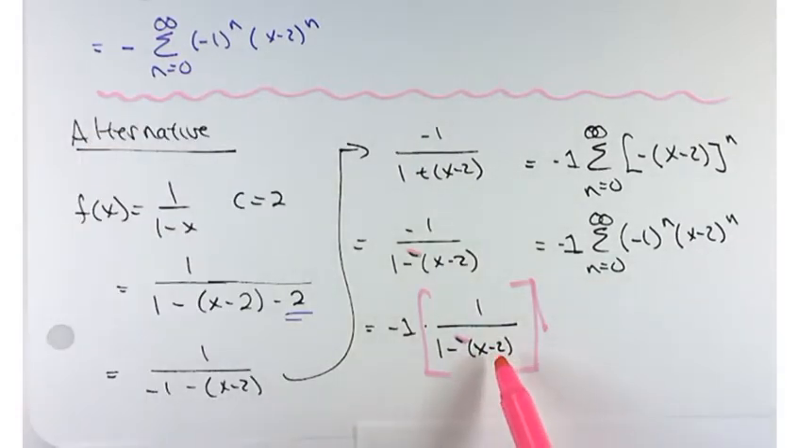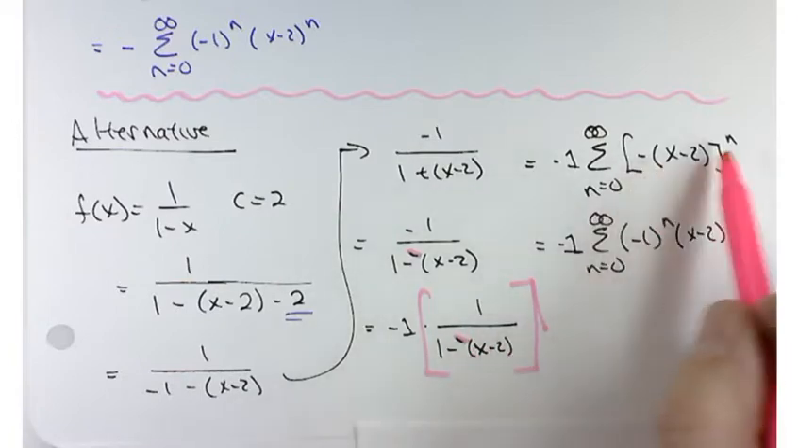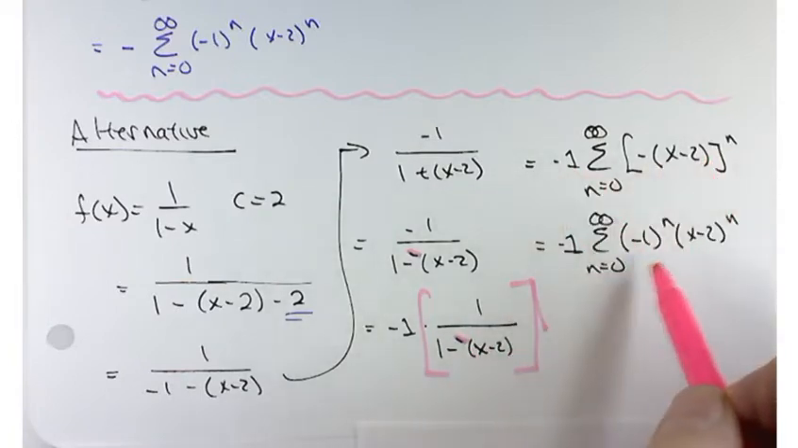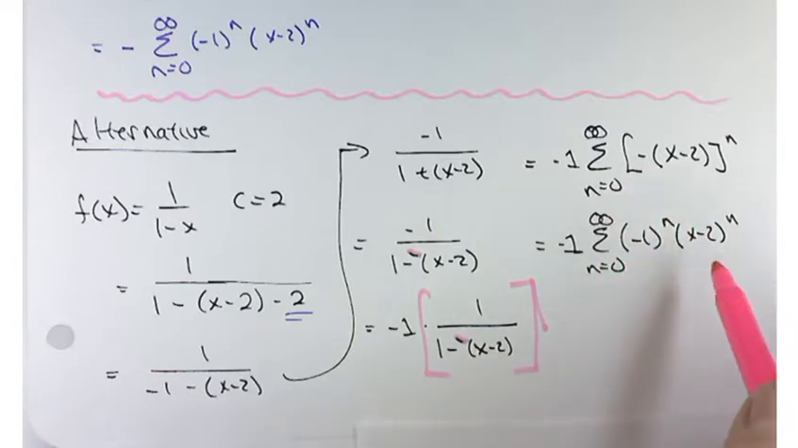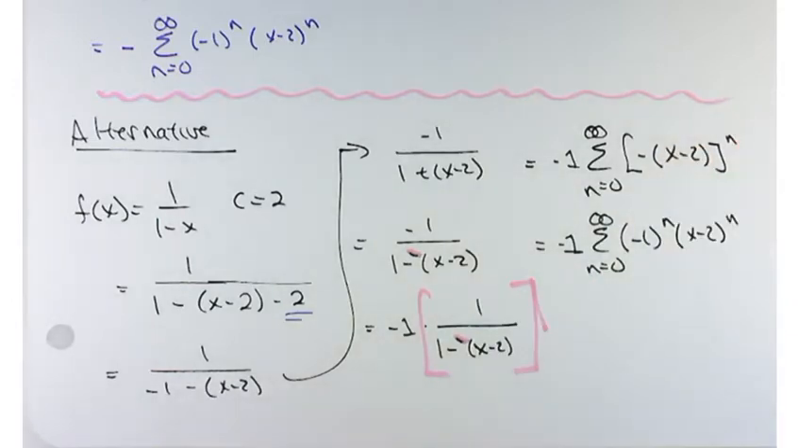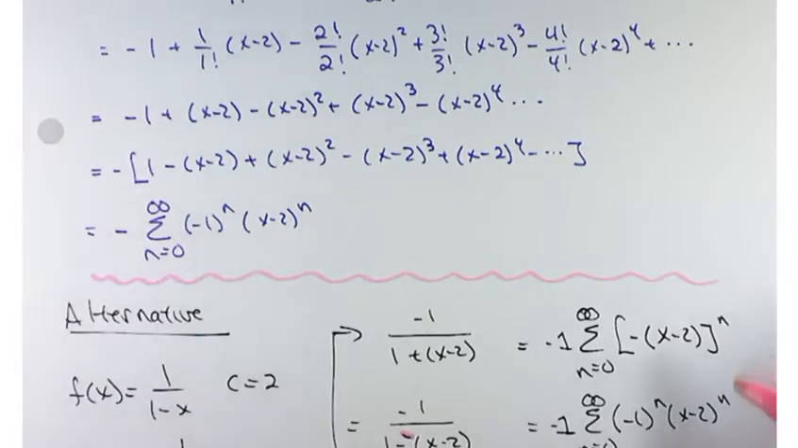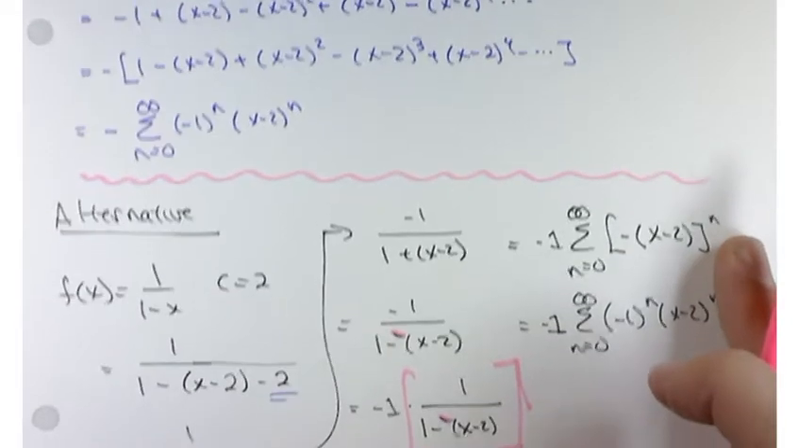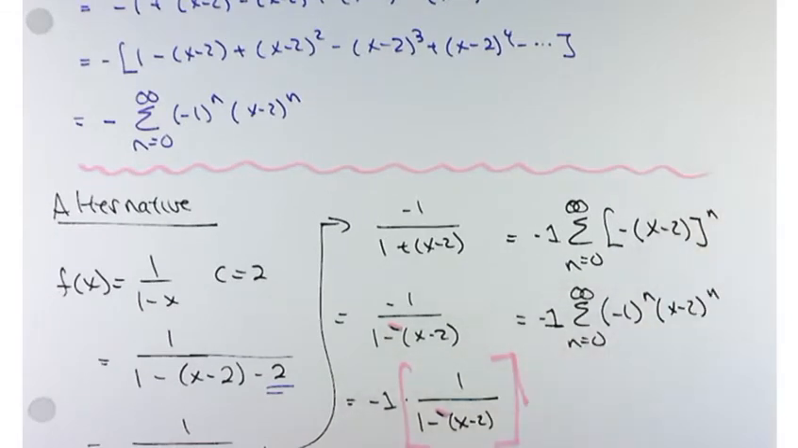This is now in the form that I need for my series, so I'll take this whole term to the nth power. I've got my negative 1 out in front, and if you want, you can factor out that negative 1. Notice you get the exact same series either way. Personally, I think I'd choose the second way if I was given the choice. But both of them work.